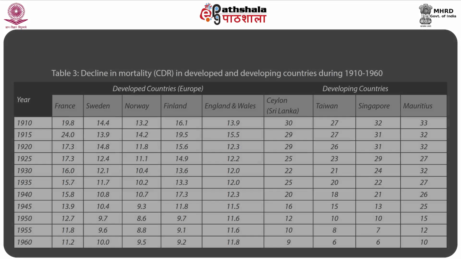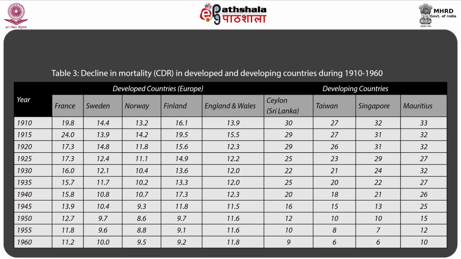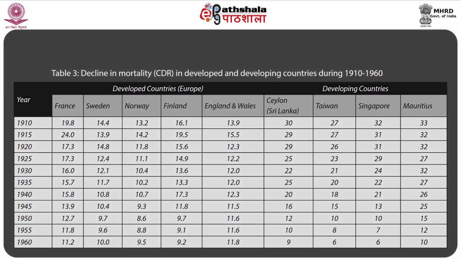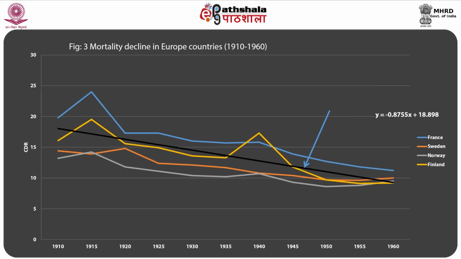Table 3. From figure 3, it was evident that mortality in the selected developed countries of Europe declined within the range 20-10. However, the pace of decline was not steep during the 1900-1960 period because these countries had achieved decline in mortality during the past decades, 1850-1900. The rate of decline was 0.875 units per year, which revealed that the decline was marginal.